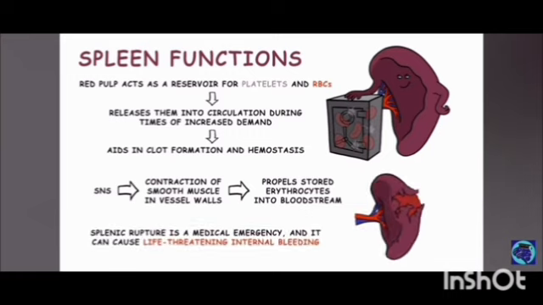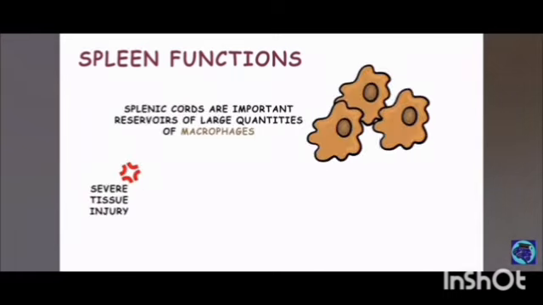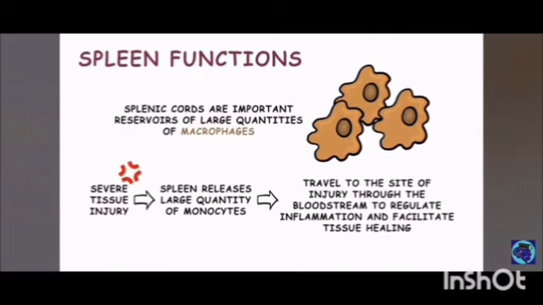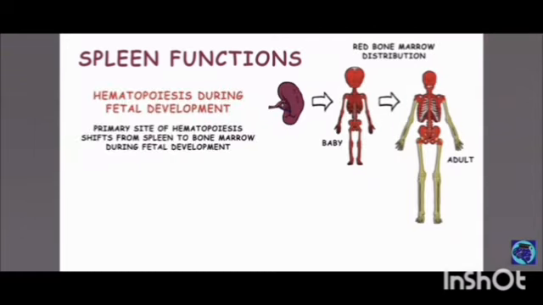Additionally, red pulp acts as a blood reservoir, which is released during heavy bleeding or injury. Splenic cords are important reservoirs of macrophages. During severe tissue injury, the spleen releases monocytes which facilitate healing of the tissue.